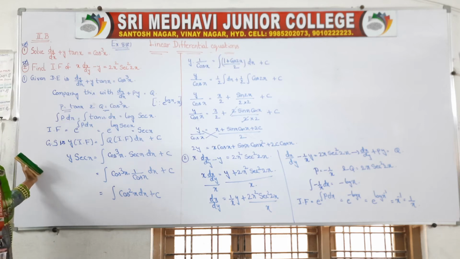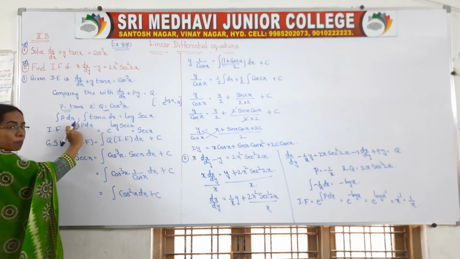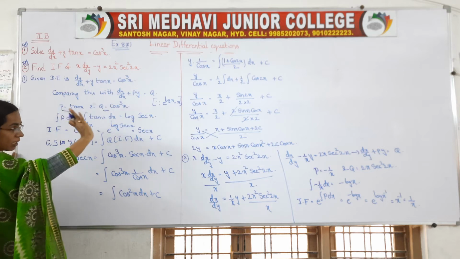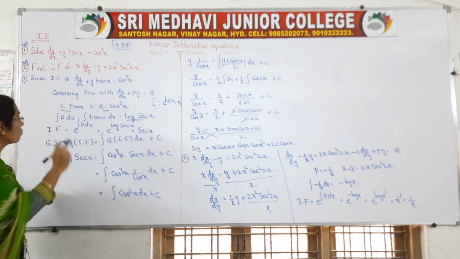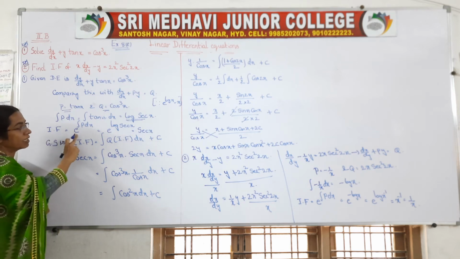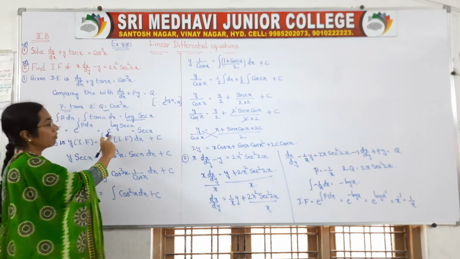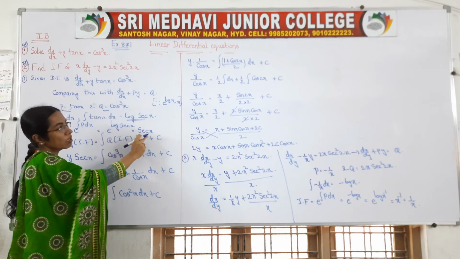Once it is compared and we know our P and Q values, we have to find integral P dx, so integral tan x dx. Integral tan x dx is log secant x. Then you find out the integrating factor. Integrating factor is e to the power of integral P dx, so e to the power of log of secant x, which is equal to secant x.